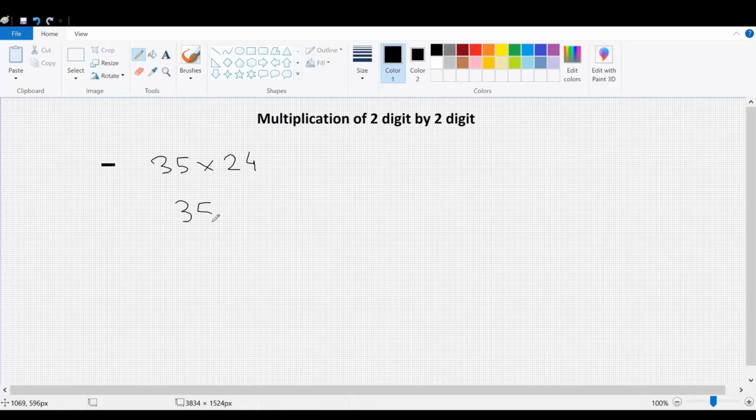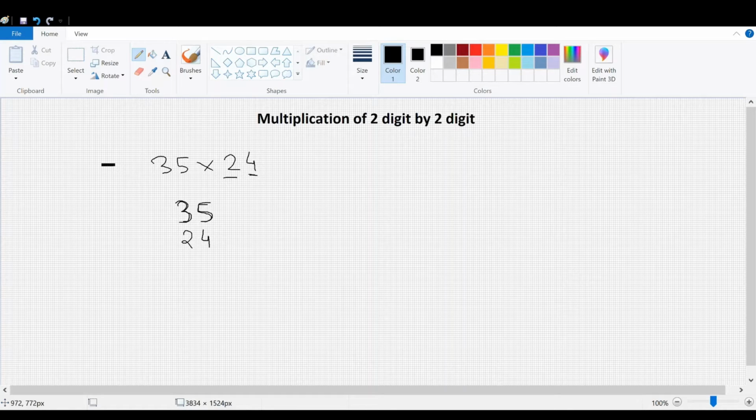So I've got 35 here. This is my ones house, 5. And this is my tens house, 3. When I'm writing 24, this is how I'm going to write it: 4 goes in my ones house right under 5, and 2 is in my tens house, so I'm going to write it under the number 3.